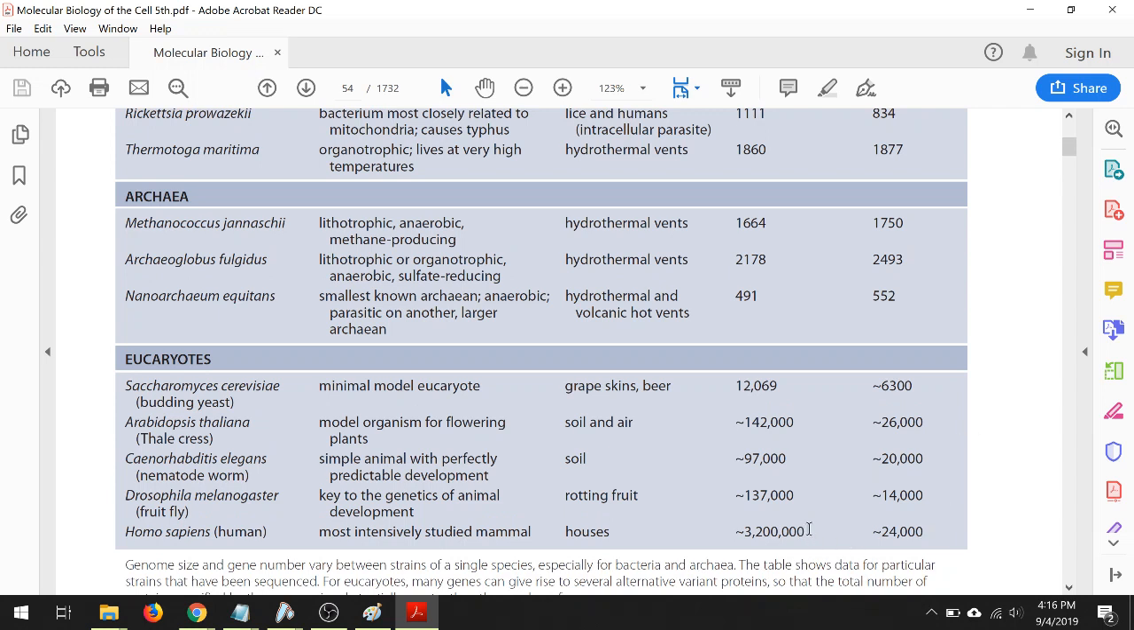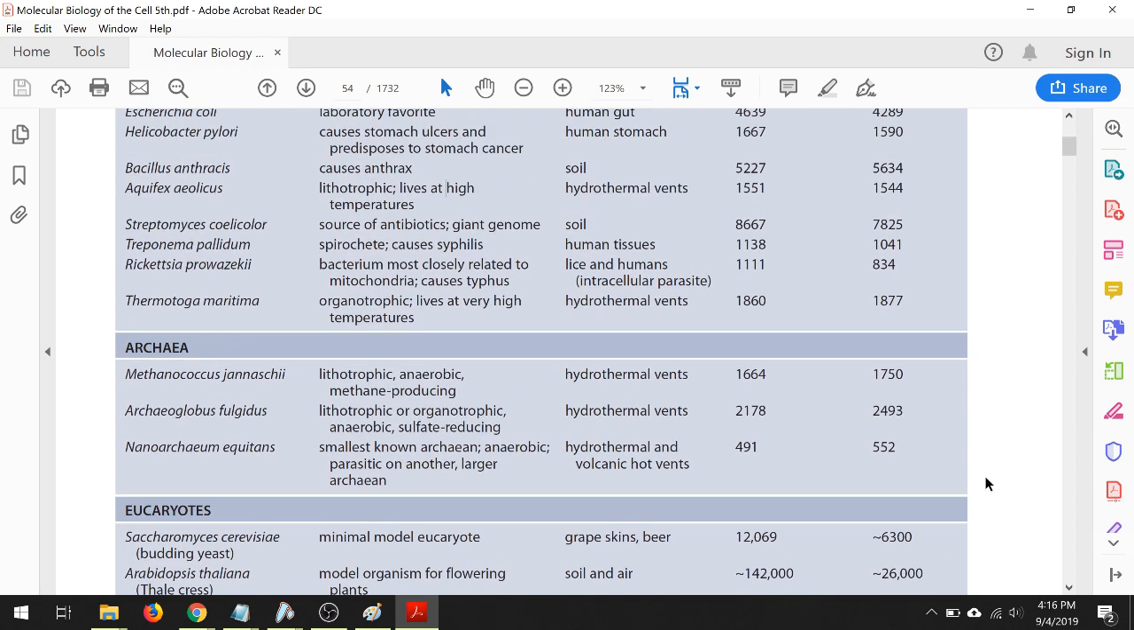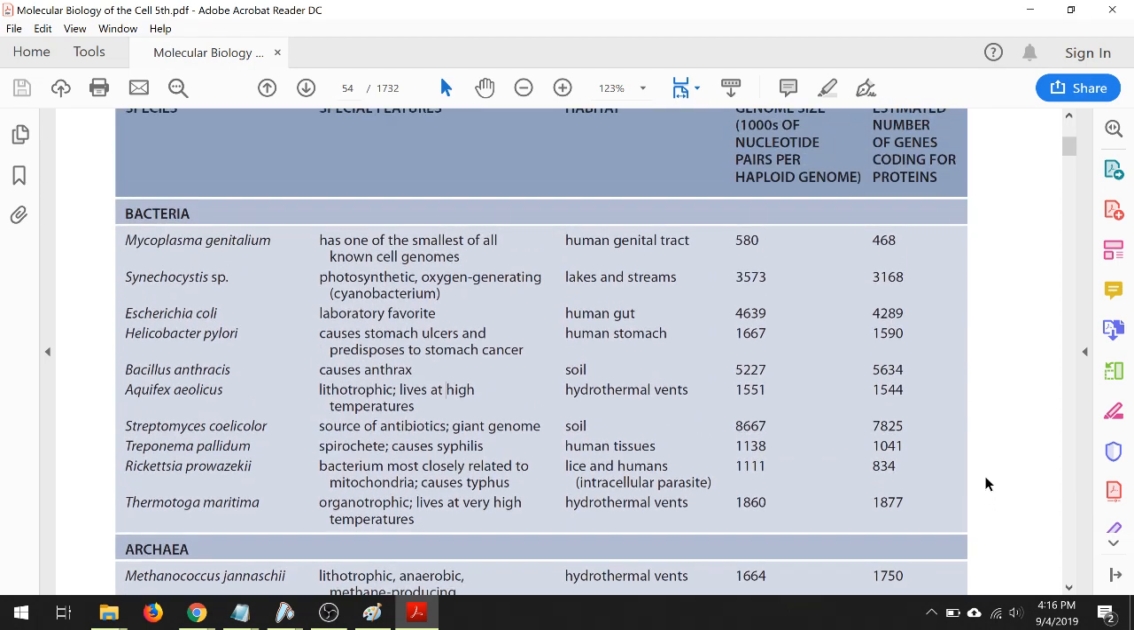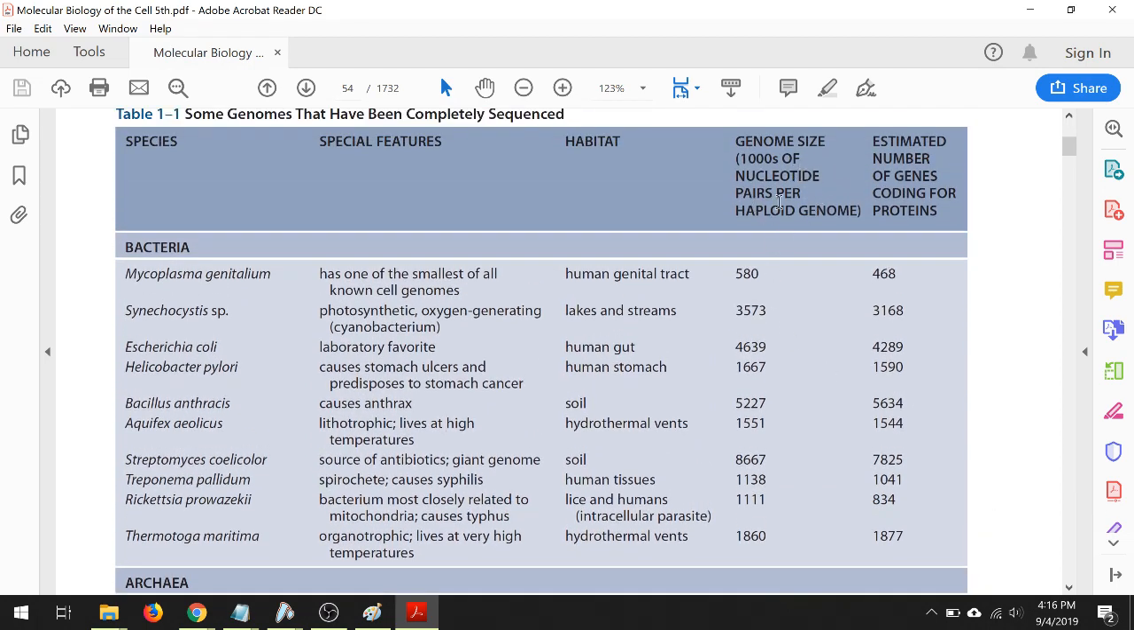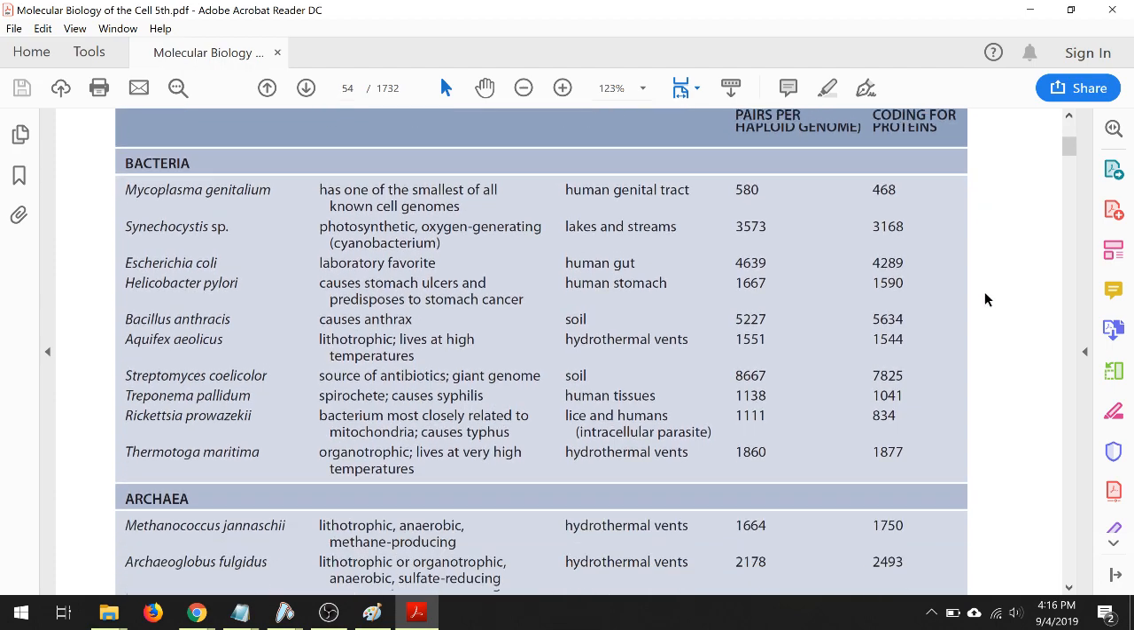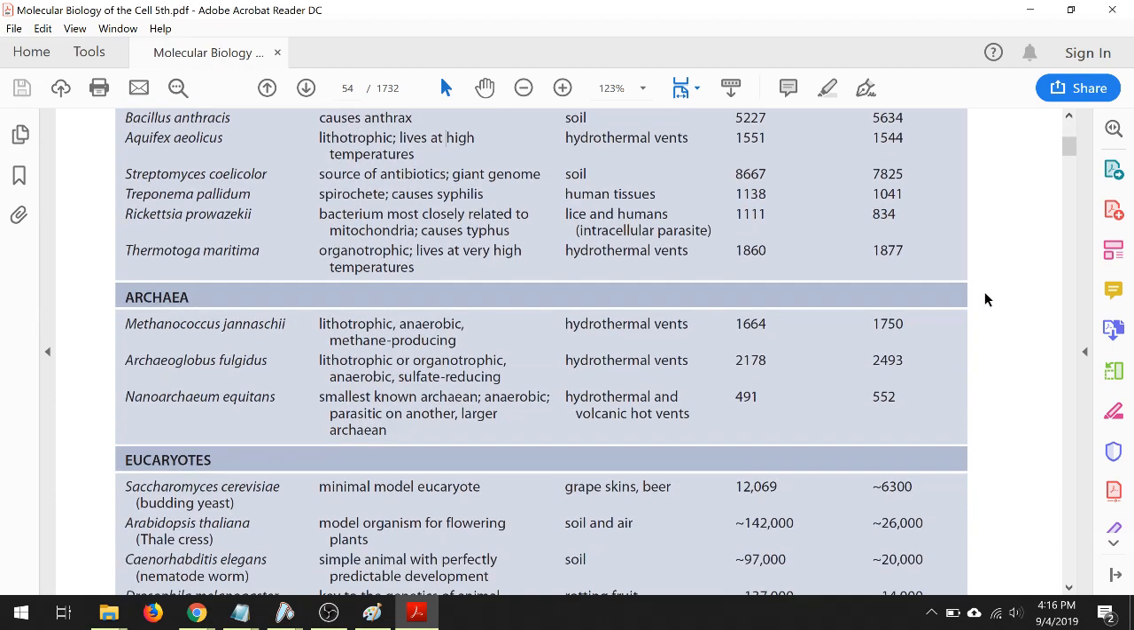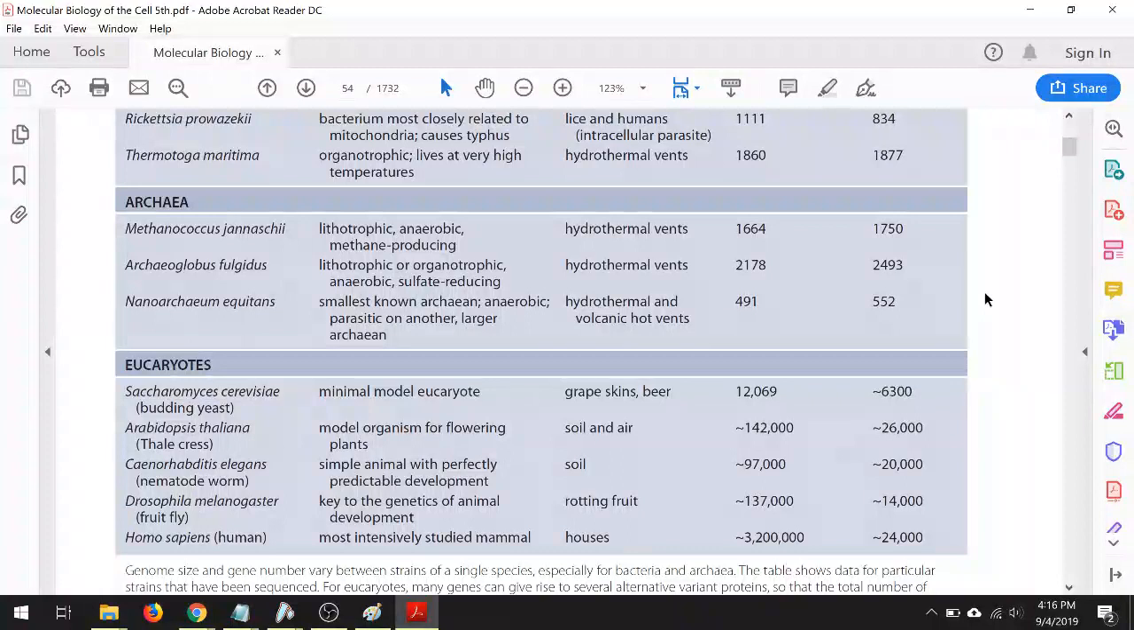Now, the human genome has 3.2 billion base pairs, right? 3.2 billion. That's a lot of DNA. Now, it's not just in one giant chromosome, right? Humans have 23 chromosomes and they have two pairs of those chromosomes. They call this a diploid genome, right? So the genome size is just based on a haploid genome, so that just means one copy of the genome in the cell, right?